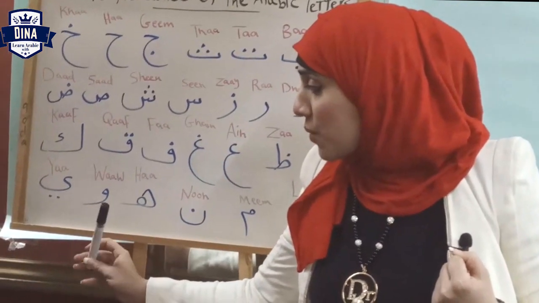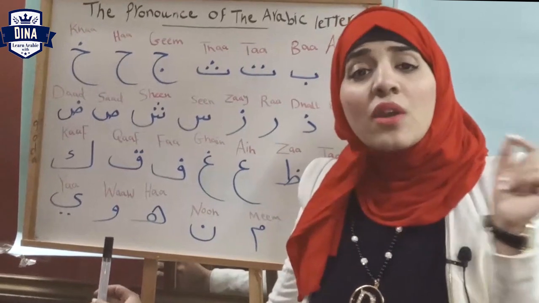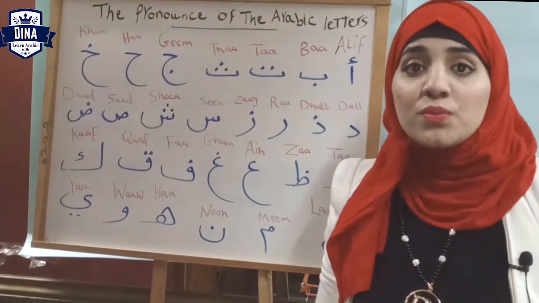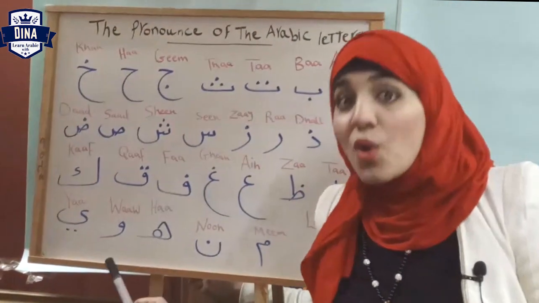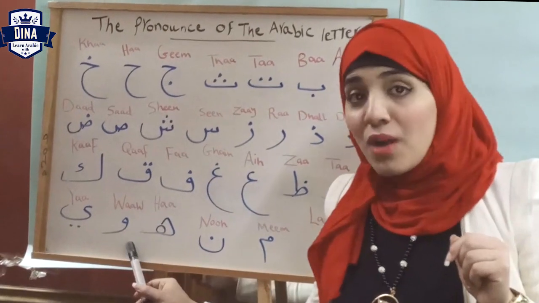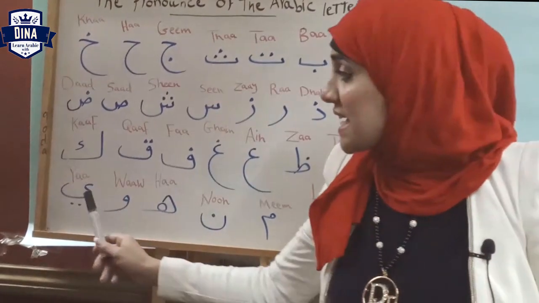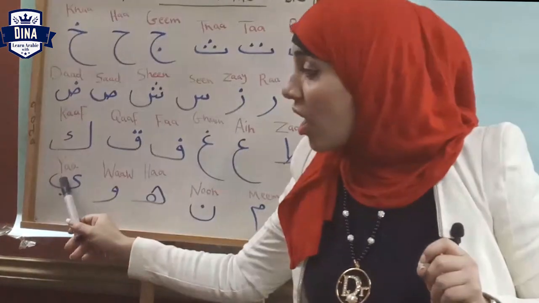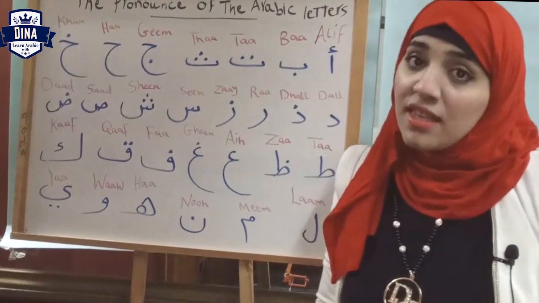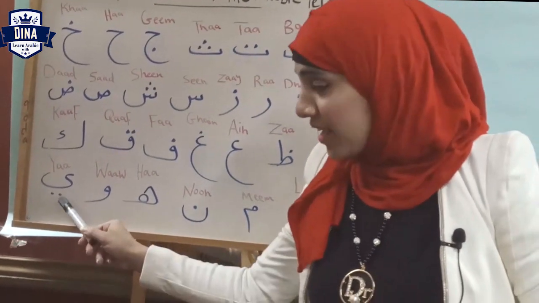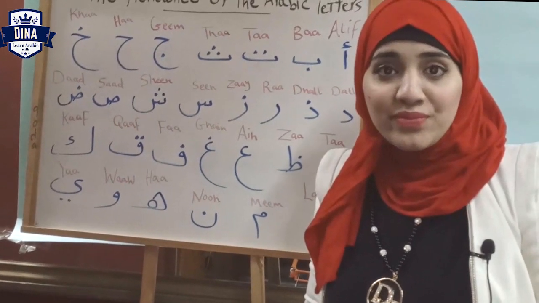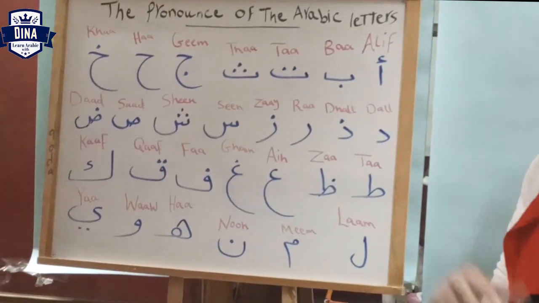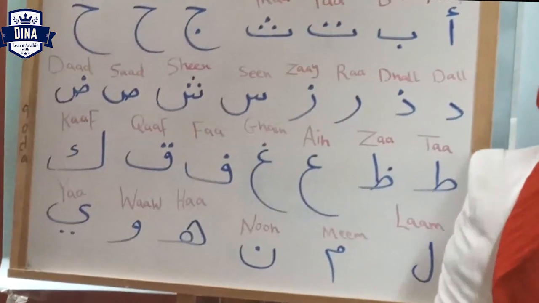Waw sound in Arabic equals W in English. When I say window, repeat after me. Waw, window. Ya sound in Arabic equals Y in English. When I say yellow, ya, yellow. You can see that the pronunciation in Arabic looks like the pronunciation in English.